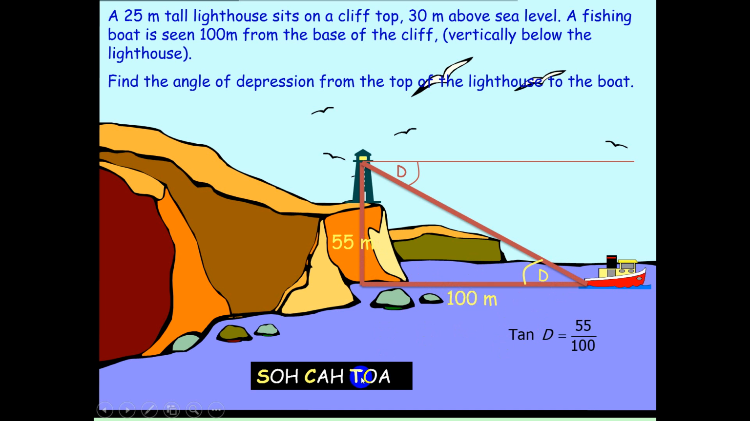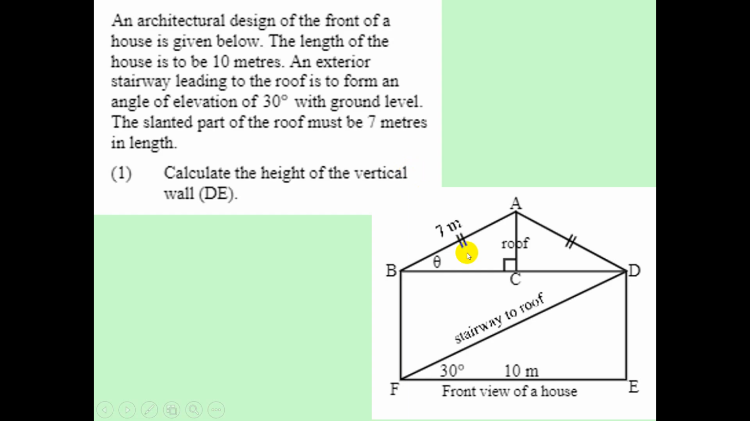We're using tan, TOA. And for us to find angle D, we're going to use shift tan 55 over 100. If you type that in, shift tan 55 over 100, we would get angle D to be 28.8 degrees. So this angle D is 28.8 degrees, and it's equal to the angle of depression, which is 28.8 degrees.